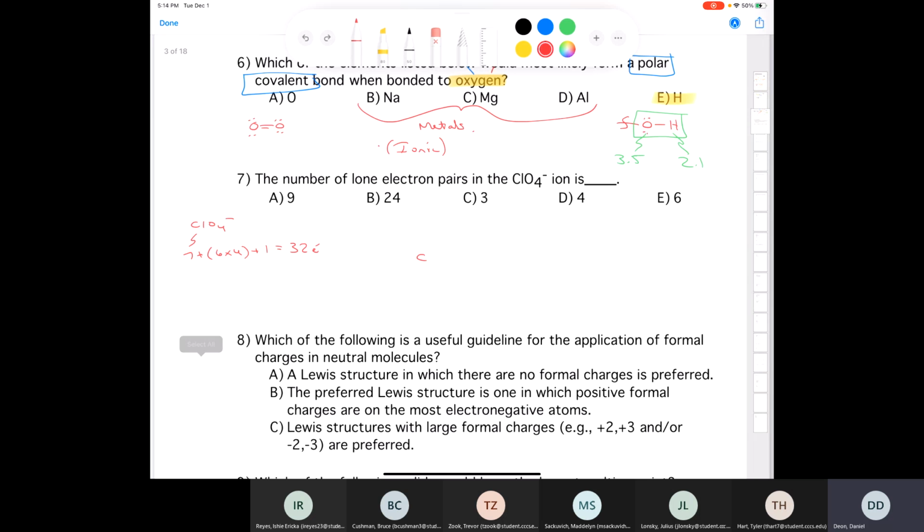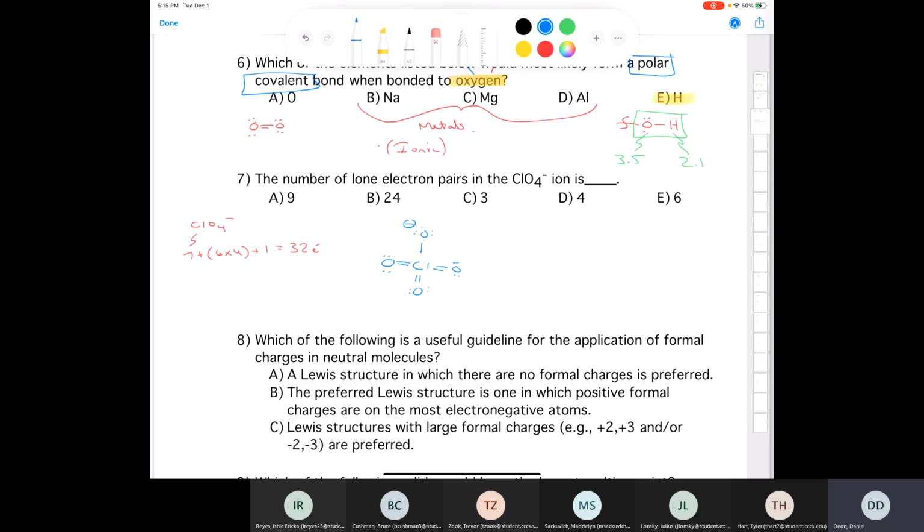Remember, a rule that we learned is that most of the time, the least electronegative element will be in the center. I'm not going to reteach Lewis structures this evening, but if we draw the Lewis structure for the perchlorate ion, it looks something like this. Chlorine is in the 3rd period and can expand its octet. And so here's our perchlorate ion.